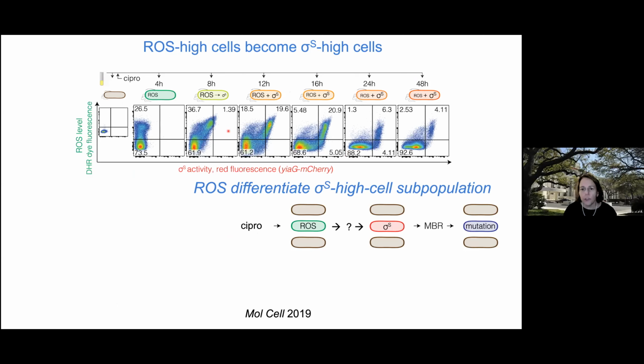This picture is just going to show you the experiment where you give ciprofloxacin, and now with flow cytometry, look at reactive oxygen and sigma S induction over time, sigma S on the bottom, reactive oxygen this way. Reactive oxygen comes first, and then the cells that induce a sigma S response are the cells that got high reactive oxygen. So it really is the case that the oxygen is giving a sigma S response.